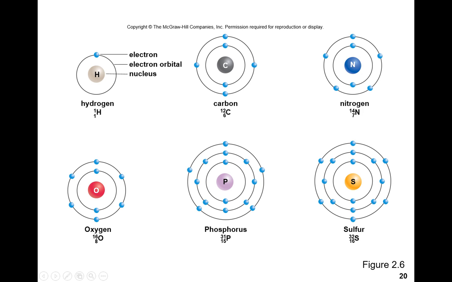So you can compare how electron shells or orbitals vary depending on how many electrons are present.